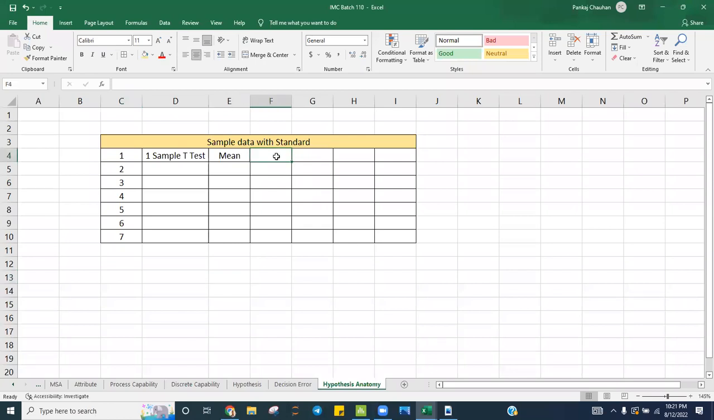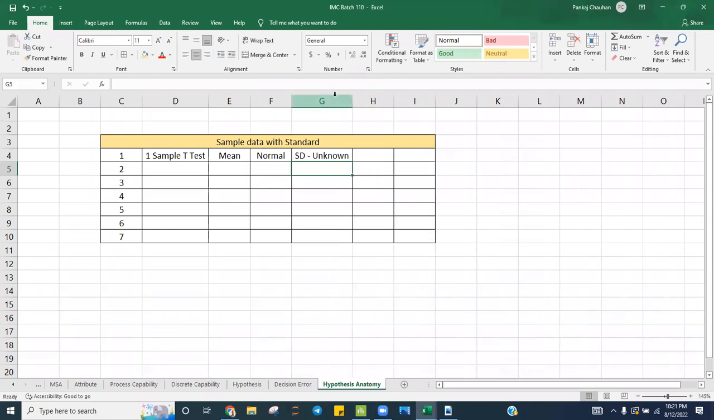In this condition, your data distribution should be normal. Then we perform this. And your standard deviation is unknown, which means we are not considering standard deviation. Data is normal.